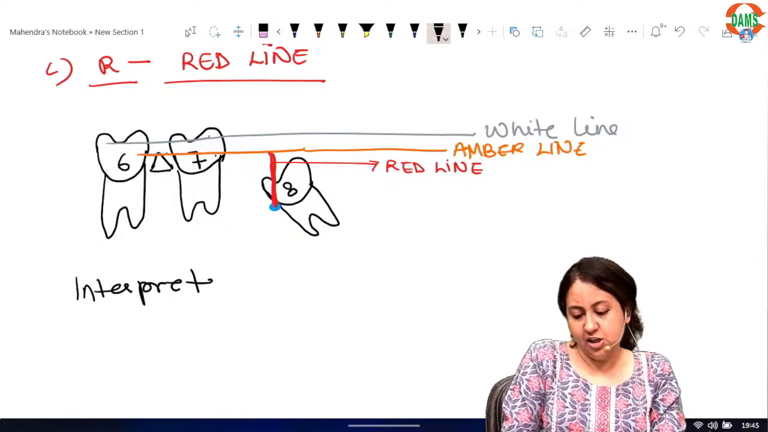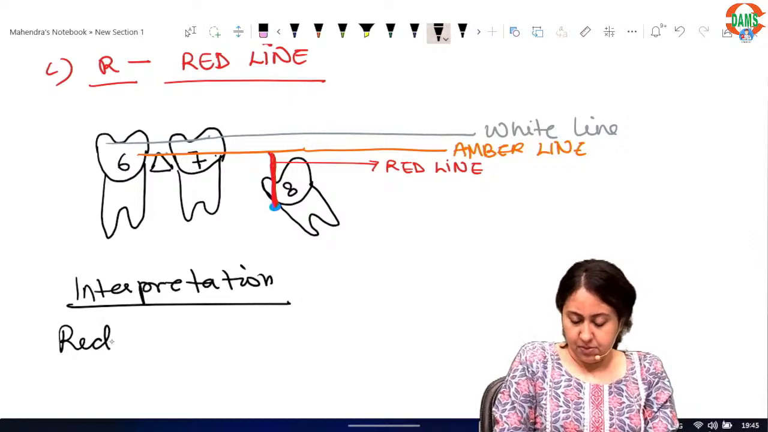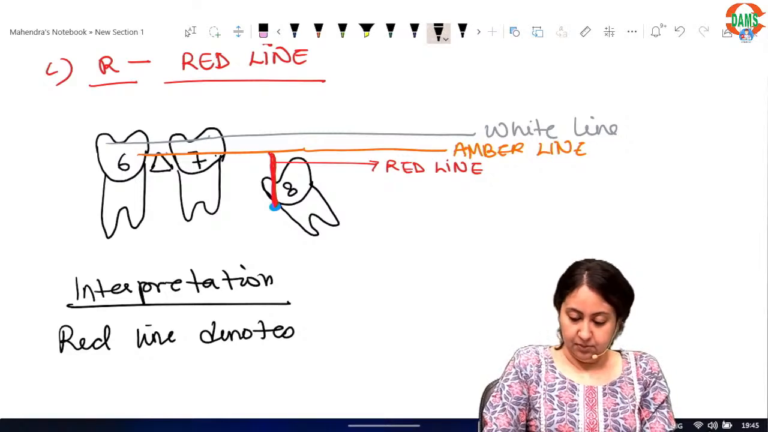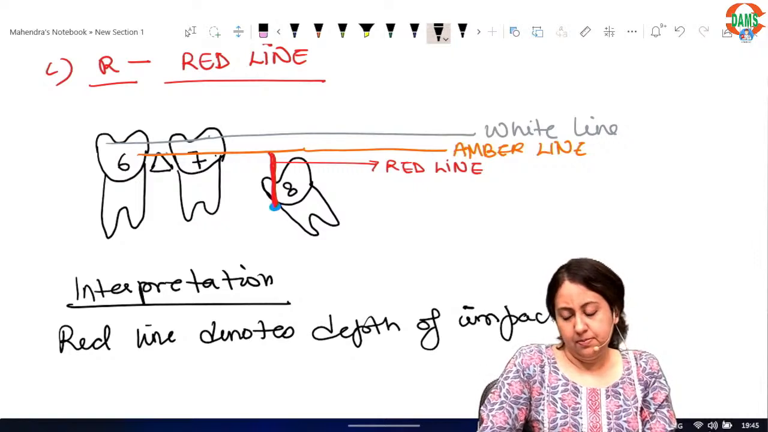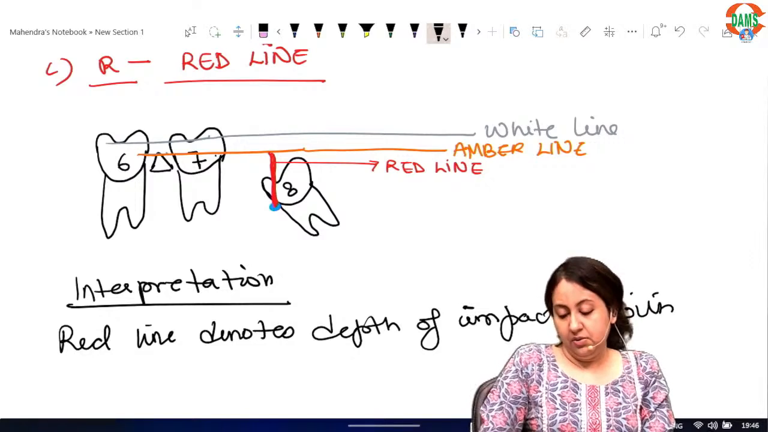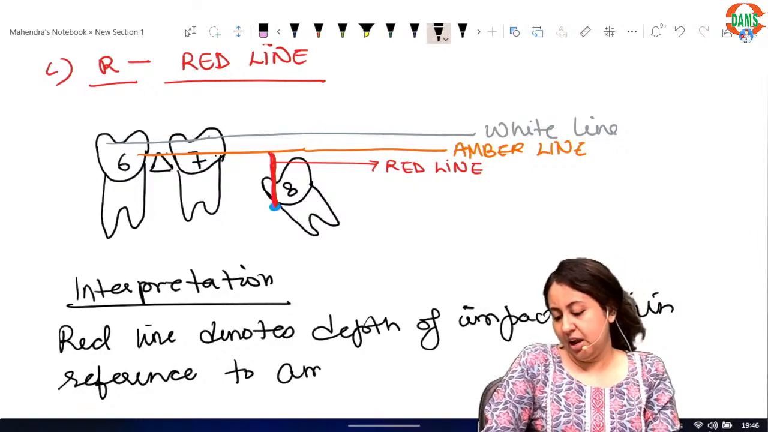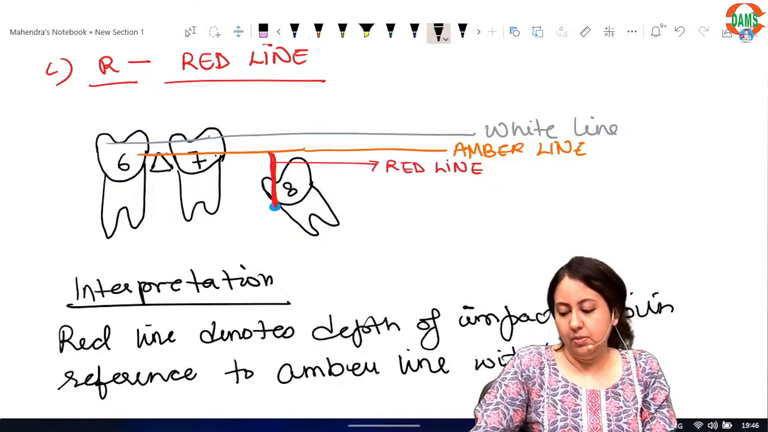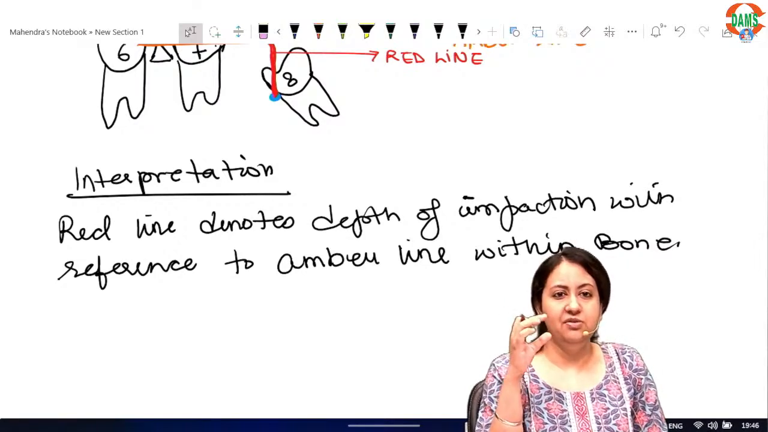Now interpretation of red line. Red line denotes depth of impaction. Please note, it denotes depth of impaction with reference to amber line within bone. Okay. So red line denotes the depth of impaction with reference to amber line.